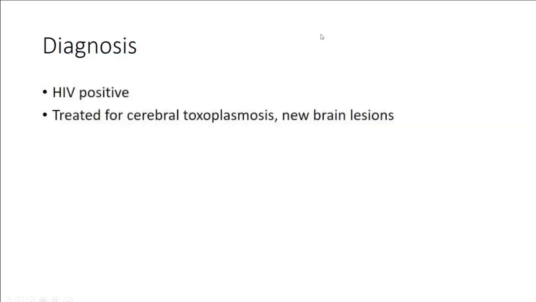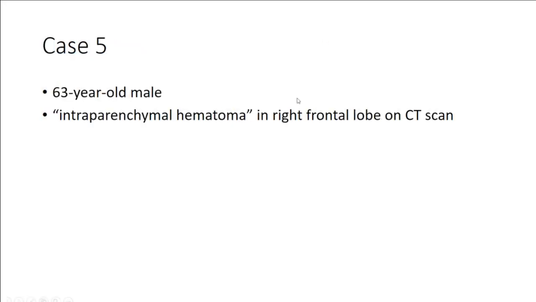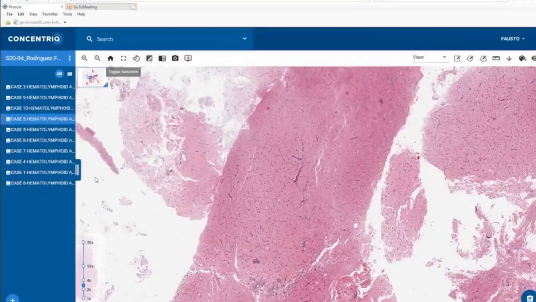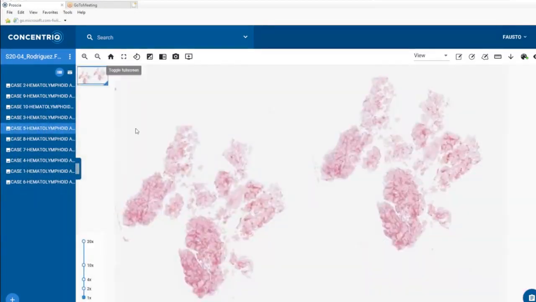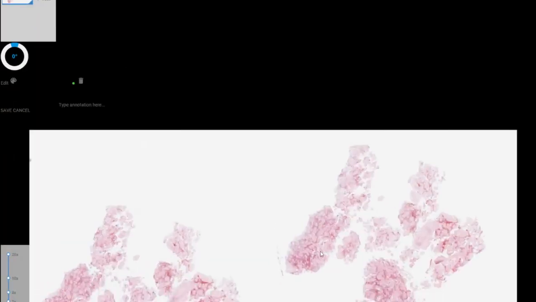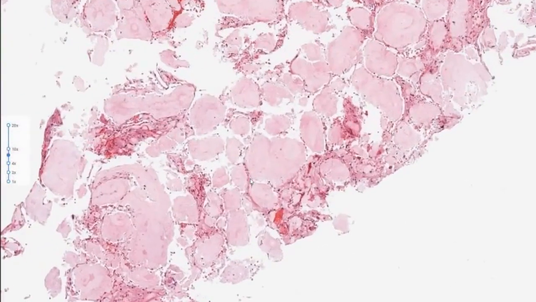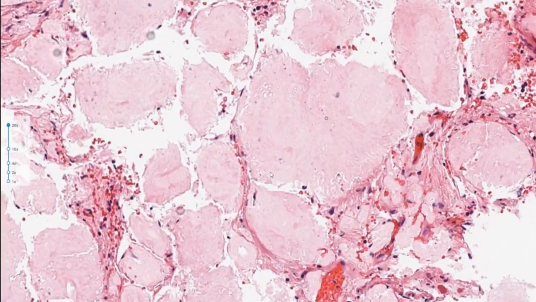Okay, moving into the next case. The next one is a 63-year-old male diagnosed with an intraparenchymal hematoma by imaging on CT scan, and had some unusual features, went to biopsy. Case number 5. And this is what you have.